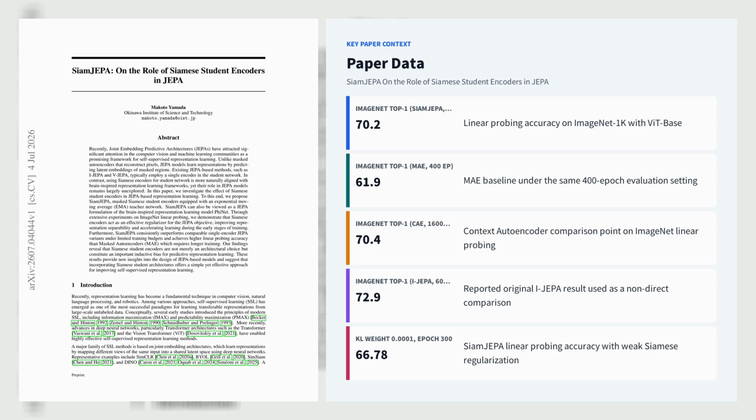Let's explore the third paper, Siam-JEPA, on the role of Siamese student encoders in JEPA. Siam-JEPA, from Makoto Yamada at the Okinawa Institute of Science and Technology, studies a simple but underexplored question in JEPA-style self-supervised vision learning. What happens if the student network uses Siamese encoders instead of a single encoder?